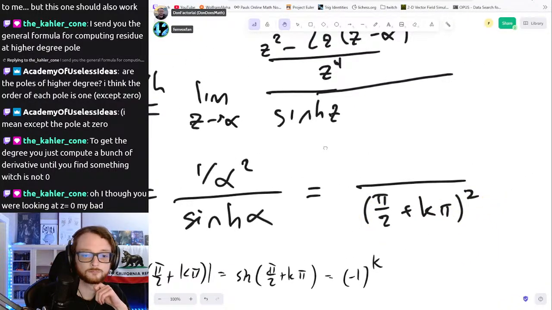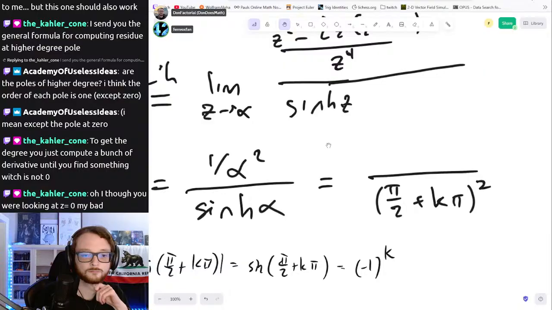Doesn't this feel like a Fourier series or something? This is weird. I don't know. Wait, isn't the sinh -1 to the k? Yeah, I was going to move that upstairs. I think we get this.